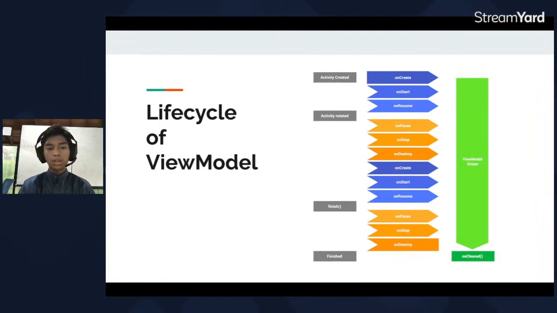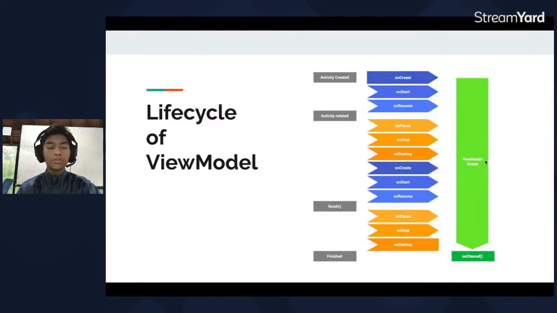And this is the life cycle of ViewModel. When the activity is created, the ViewModel scope is created. Every time we go through onCreate, onStart, onResume, and so on, it will not destroy the ViewModel scope. But if we onDestroy the activity, it will onClear the ViewModel. So if the activity is destroyed, the ViewModel is destroyed too.